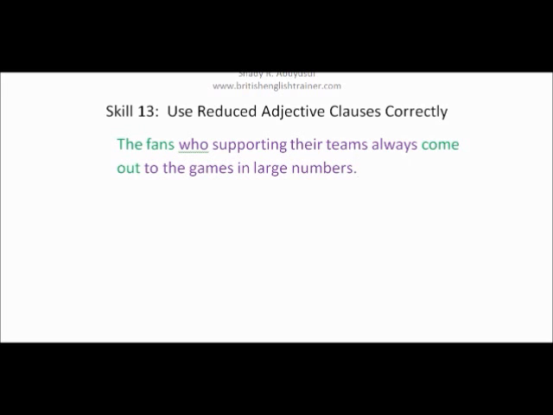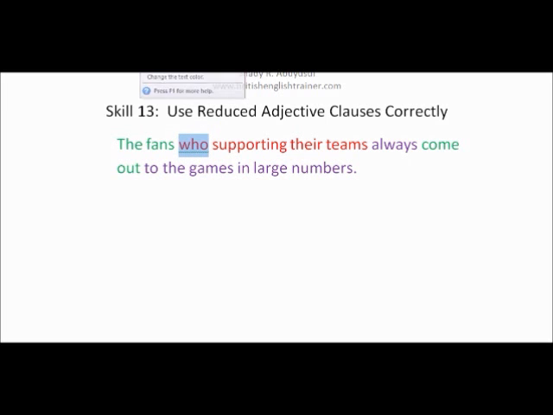Now we need to have a look at the adjective clause. This is the adjective clause: who supporting the teams. Let's give it the red color here. So the fans who supporting the teams always come out to the games in large numbers. Is it correct or incorrect? We say that it is completely incorrect. Why? Look at the adjective clause: who supporting the teams. We find that who is a connector.